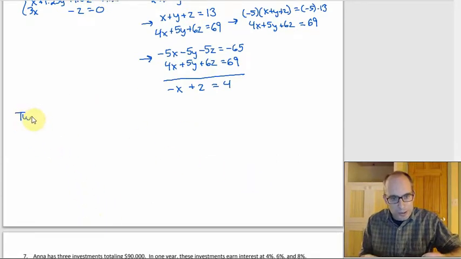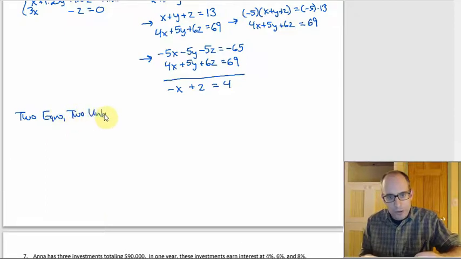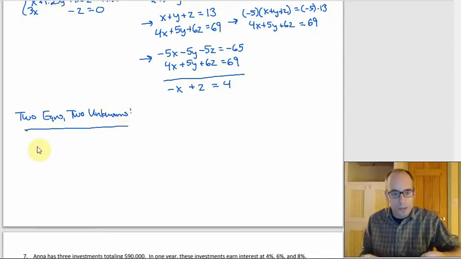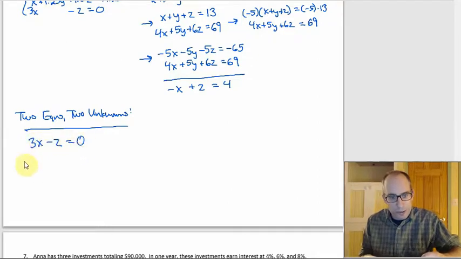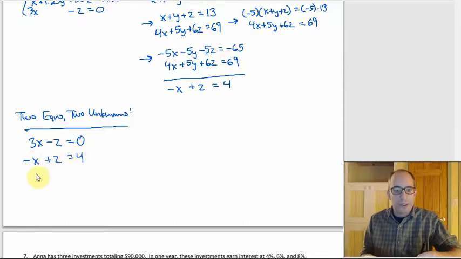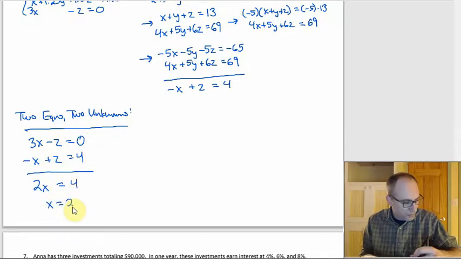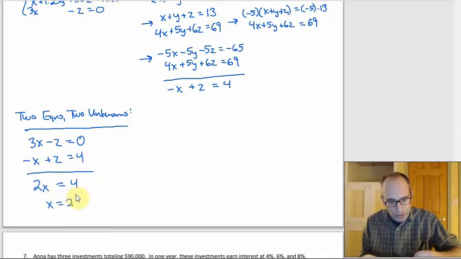All right, so the two equations with two unknowns. All right, so first one, I guess we're taking out of the original 3 where we've got the 3x minus z equals 0. The other one is negative x plus z equals 4. Oh, this is nice. We've got additive inverses already. Right, add them together, you get the 2x equals 4, so x equals 2. Right, so there's part of the answer.